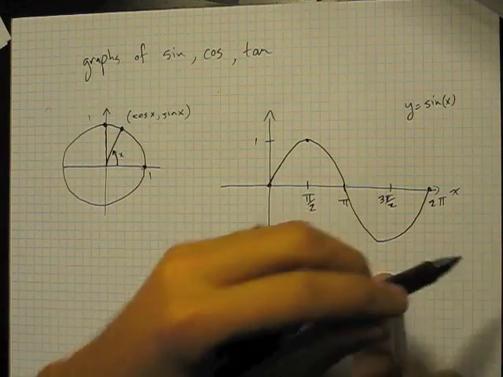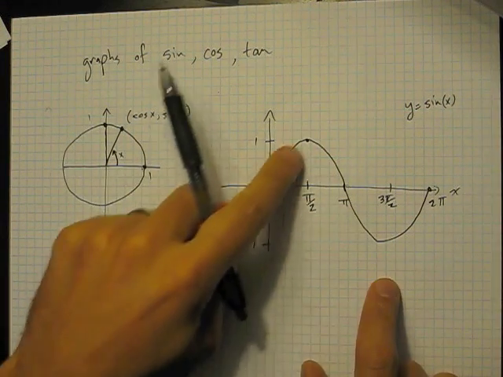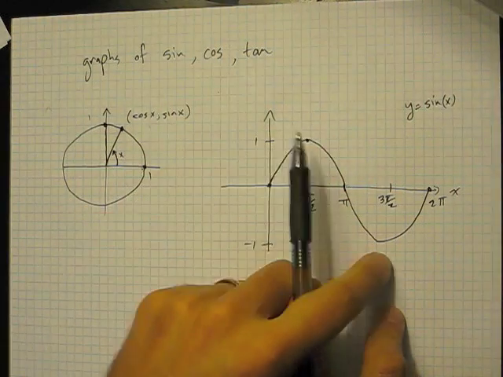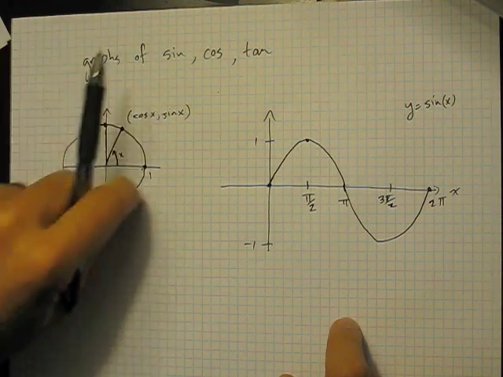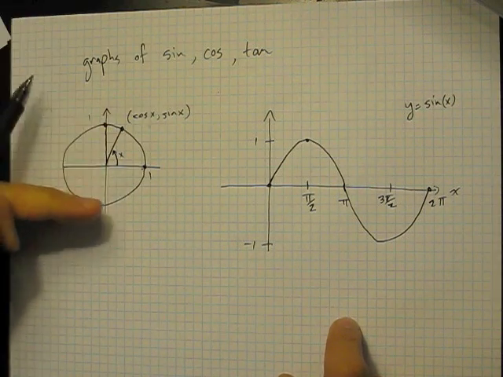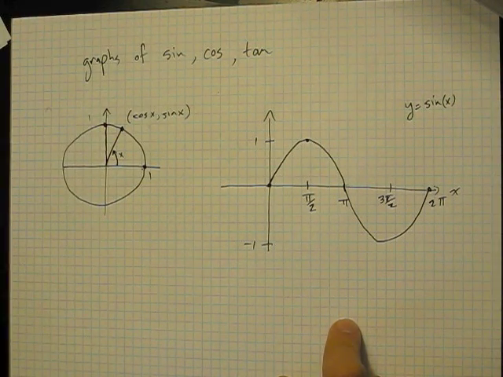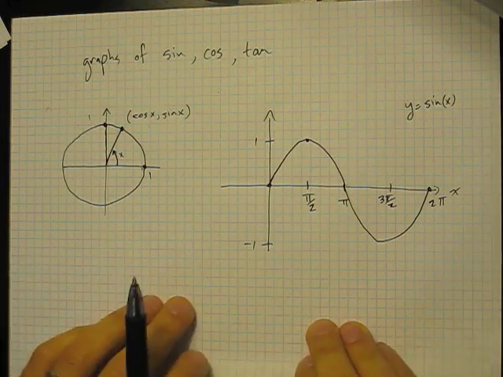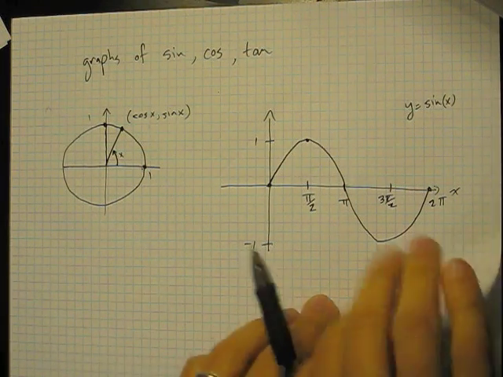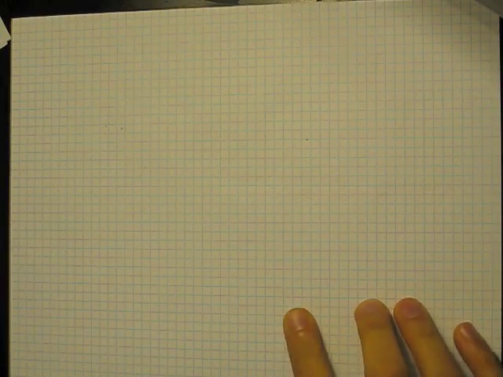And this will just repeat over and over again, and the reason it repeats, oscillating between +1 and -1, is because as you take this point and drag it around the circle, the y value never gets bigger or smaller than +1 or -1. So this is the graph of sine. The graph of cosine is very similar, and the graph of tangent as well. The graph of tangent we'll discuss in class.